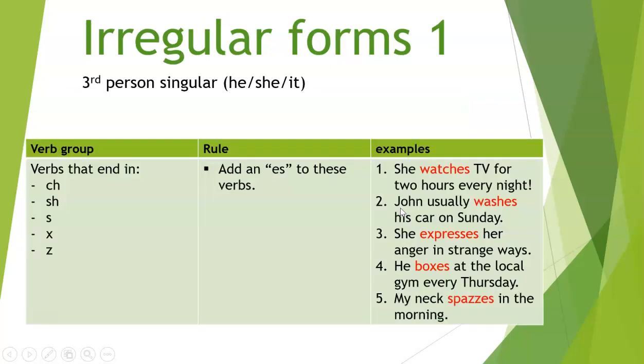Okay, so now what we're going to do, we are going to look at some irregular forms. And we're going to look at 5 different groups. Group number 1 are verbs that end in CH, SH, S, X, or Z. Now, for these forms, when we are talking about the third person singular, okay? So all of these rules are only for he, she, or it, what we call third person singular. This is how they would look.